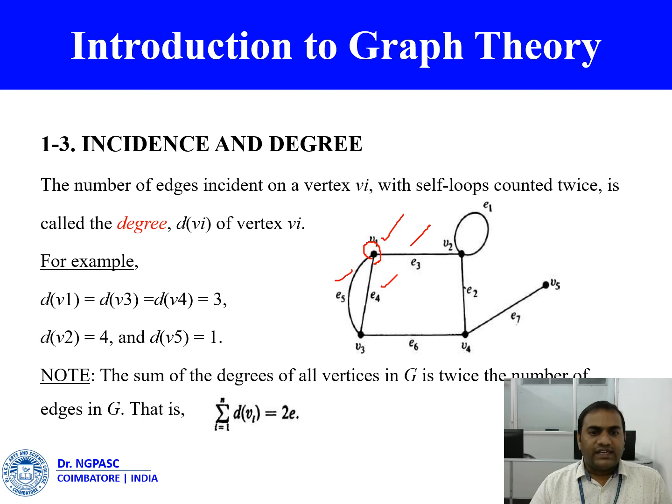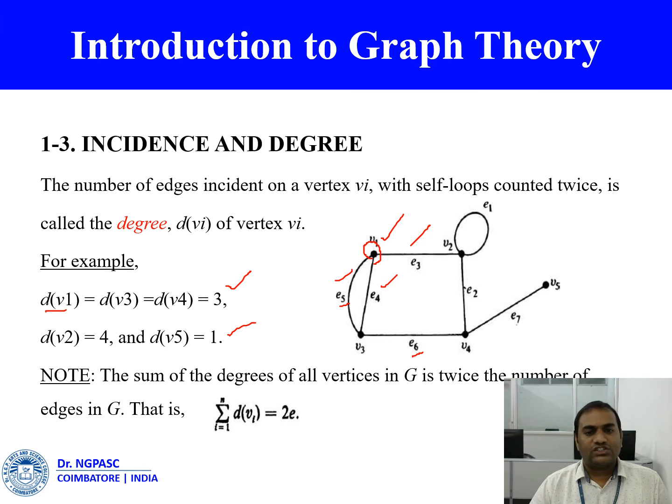From the diagram, the degree of V1 is the number of edges connected to V1, which are E3, E4 and E5. So 3. Then the degree of V3: there are 3 edges, E4, E5 and E6, connected with V3. So the degree of V3 is 3. Likewise, the degree of V4 is 3. The degree of V2 is 4 and the degree of V5 is 1.